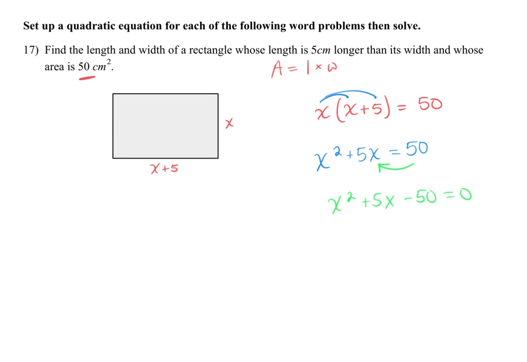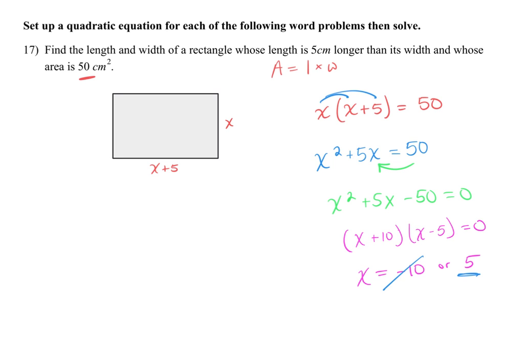Factors of 50 that multiply to give me negative 50, add to give me positive 5 are going to be x plus 10, x minus 5. 10 times negative 5 is negative 50. 10 plus negative 5 is positive 5. If I set each one equal to 0, I get x equals negative 10 or x equals 5. I am talking about the length of something. One of those is not logical. Which one is not logical here? Negative 10. Yeah, this is not a logical answer, okay?